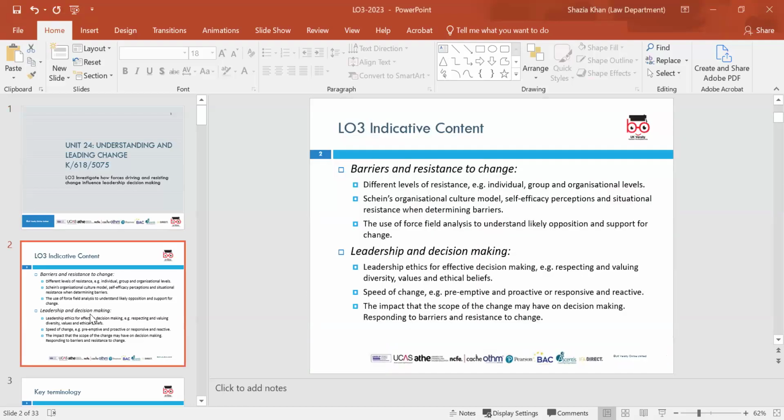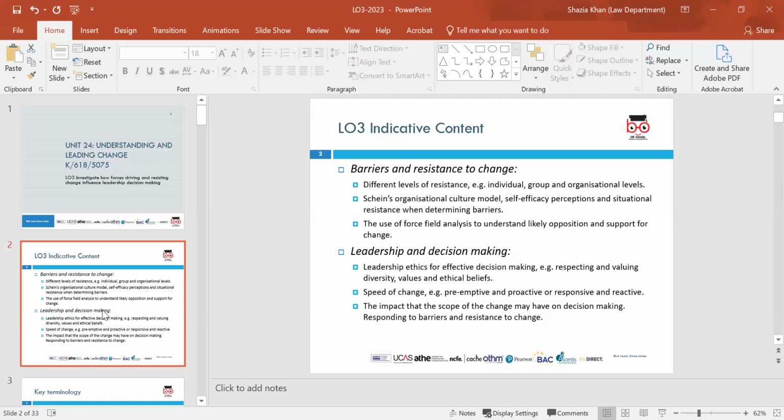The indicative content for Learning Outcome 3 is to look at different levels of resistance. So again, we're going to look at group and organizational level. We're going to look at organizational culture, self-efficacy, perceptions and situational resistance when determining barriers, and the use of force field analysis to understand.